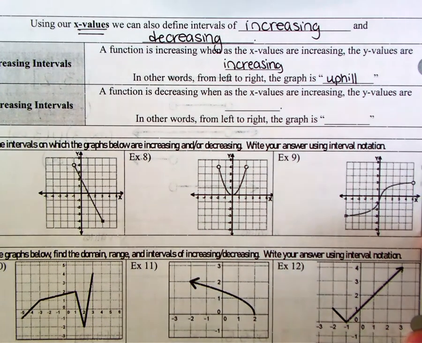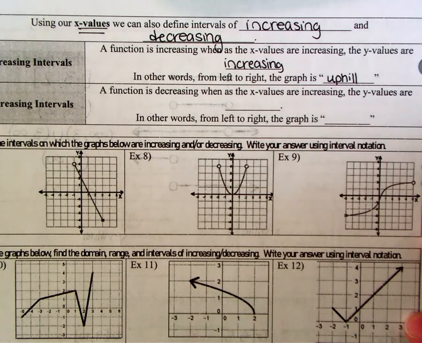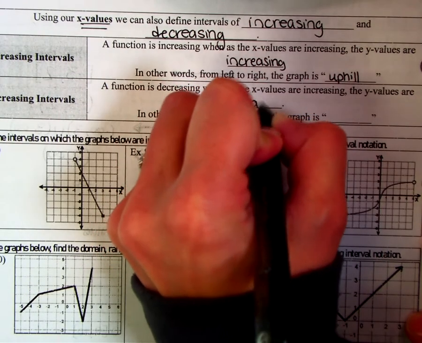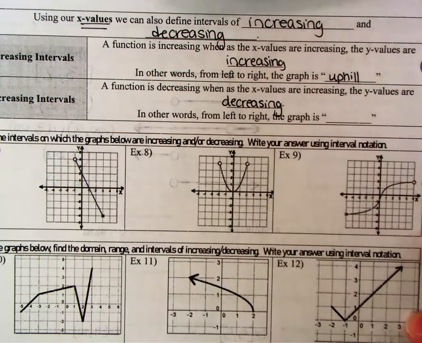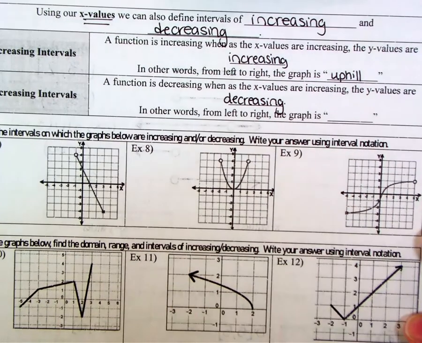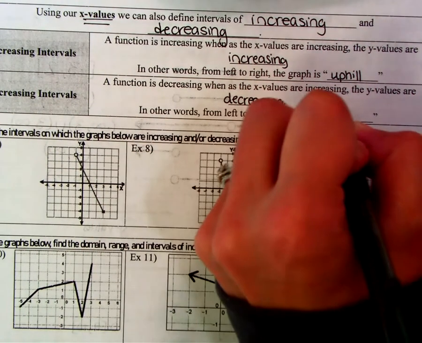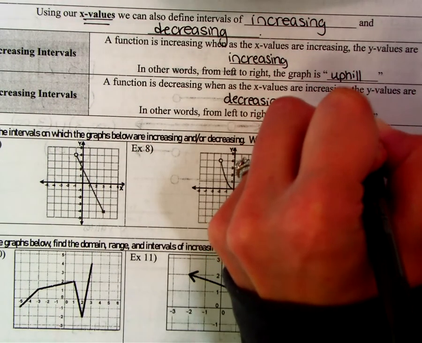And then decreasing, a function is decreasing when as the x values are increasing, the y values are decreasing. So we've said increasing and decreasing about 1,000 times by now, so it's probably really confusing. But we're going to do some examples. Hopefully that makes sense. So now, if we're going from left to right, the graph is downhill.